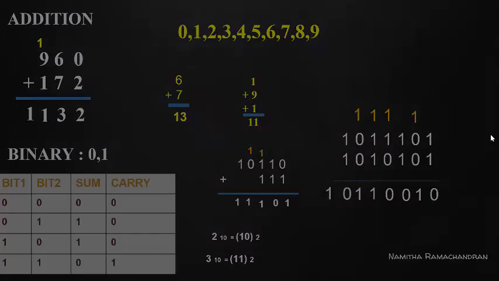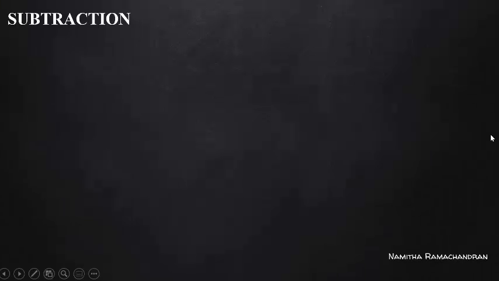Okay. So next is the subtraction. For getting the idea of binary subtraction, we need to understand the procedure that is followed for subtracting decimal numbers. Okay. So follow this procedure. Here, 973 minus 544 in decimal.